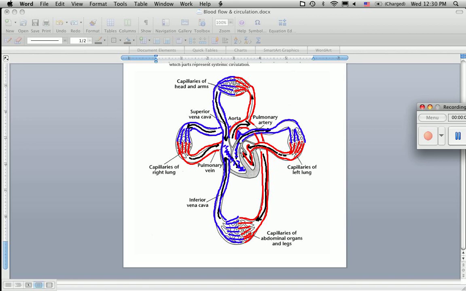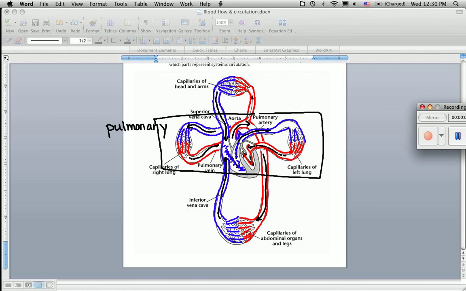The last thing that we need to do is indicate which parts of this are representative of systemic circulation and which parts are representative of pulmonary circulation. You can see that the diagram is oriented so we've got two systems, one going horizontally and one going vertically. So this part here is the pulmonary system, because it involves circulation between the heart and the lungs.